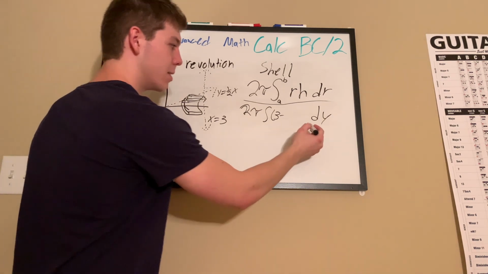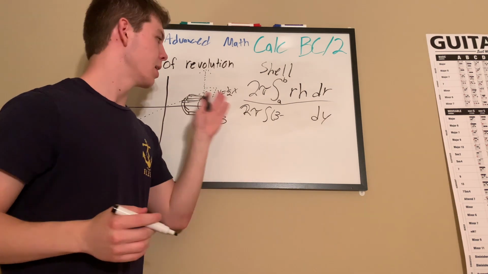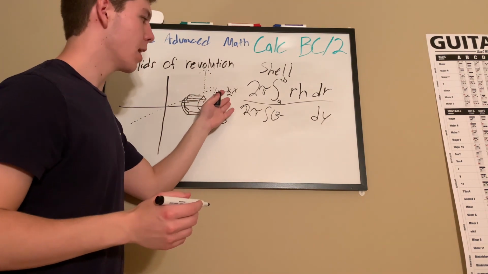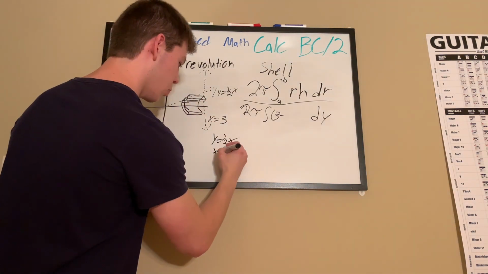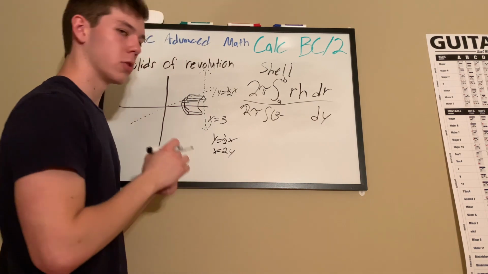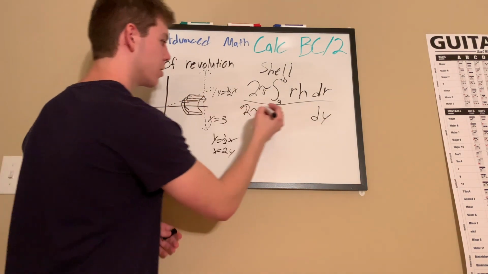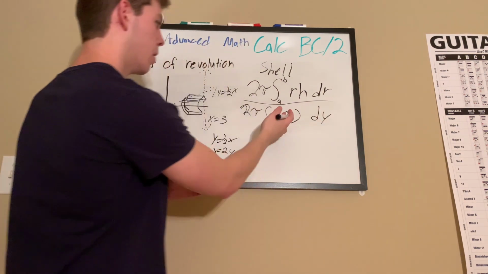Because you see, it's dy. The variable that we want to have in our equation is y. So what do we have to do? We have to solve y equals 1/2 x in terms of y. That's actually pretty easy. X equals 2y. So now the radius is always going to be 3 minus 2y. And that is it. That's the height.